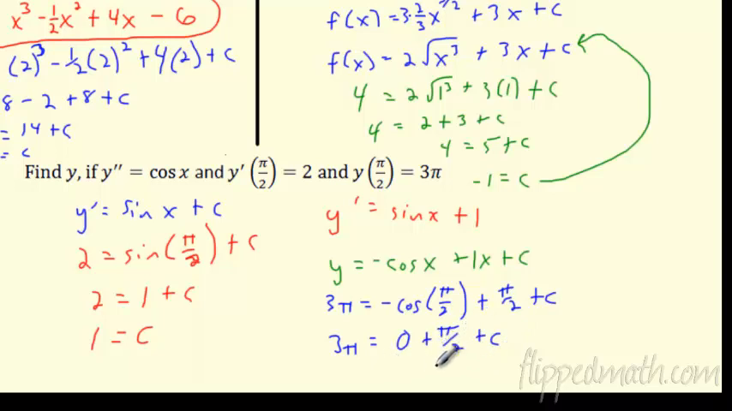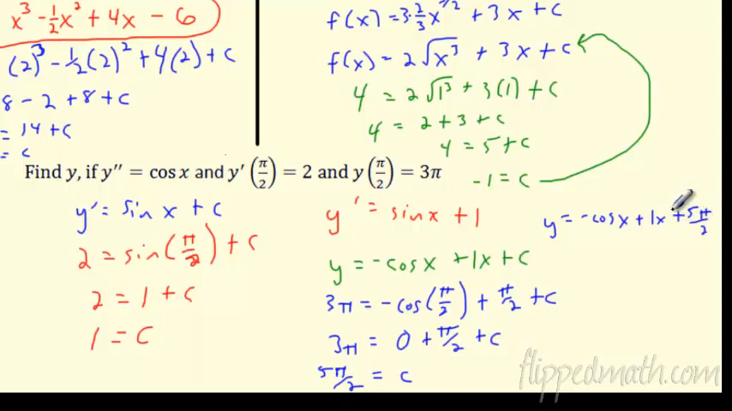So what do I do here? Subtract pi over 2 from both sides. And what will that give me? That's 6 pi over 2 minus pi over 2, I'll get 5 pi over 2. So that lets me know my original function will be negative cosine x plus 1x, not minus, plus 5 pi over 2. Sorry.